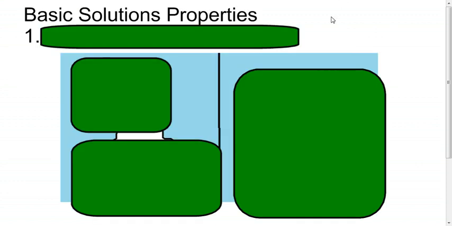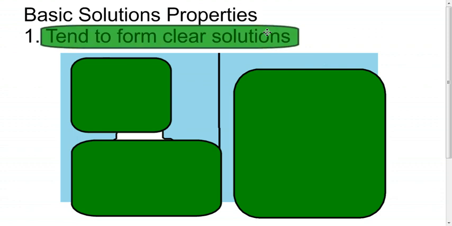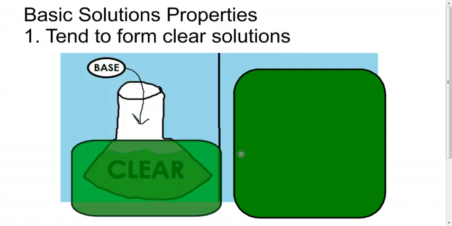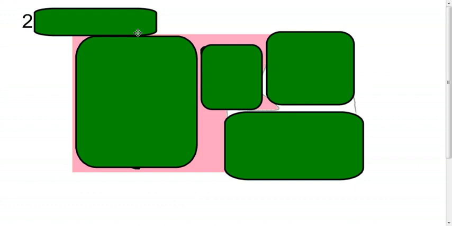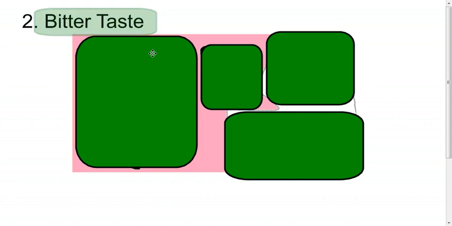Now, basic properties. They also tend to form clear solutions. They're just like an acid. You wouldn't be able to tell them apart by looking at them. They're going to tend to be a clear solution. Bases, on the other hand, have a bitter taste.